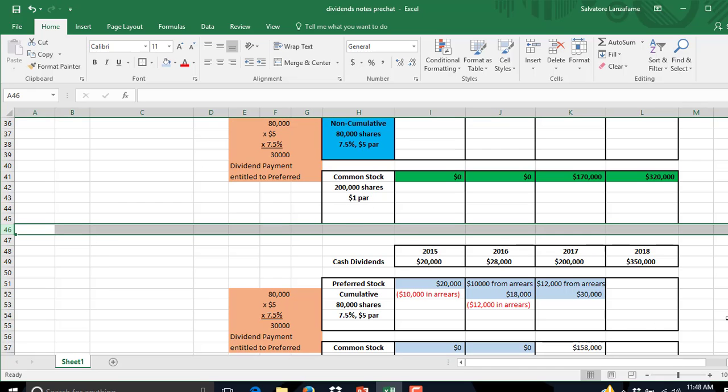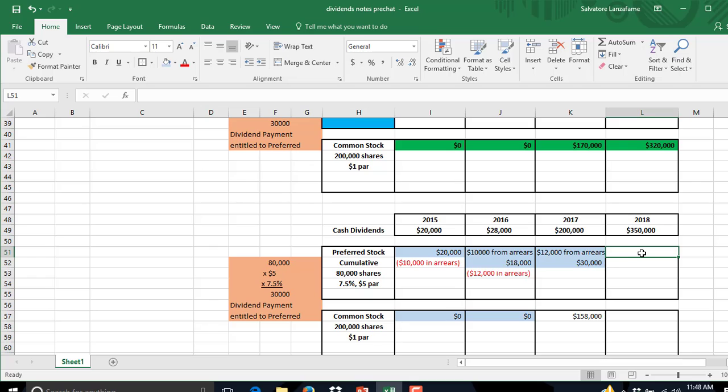Okay. And finally, in 2018, things are kind of back to normal. Preferred gets their 30 like they're used to, and common will get the difference. 350 minus the 30, and they get 320, and that's the same as we saw in the previous chart. Okay, so I hope this was helpful.